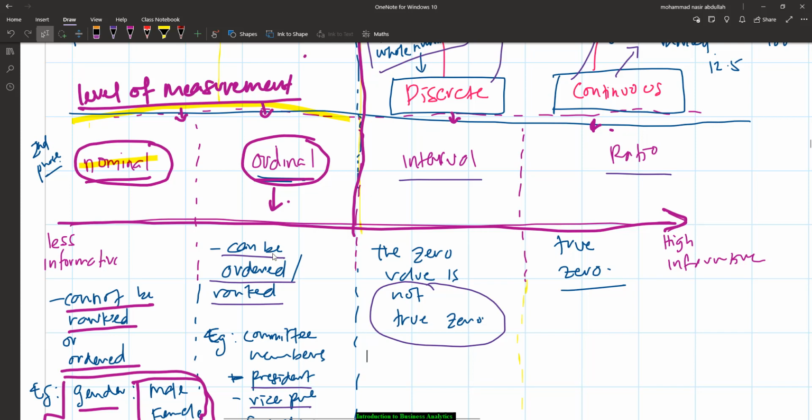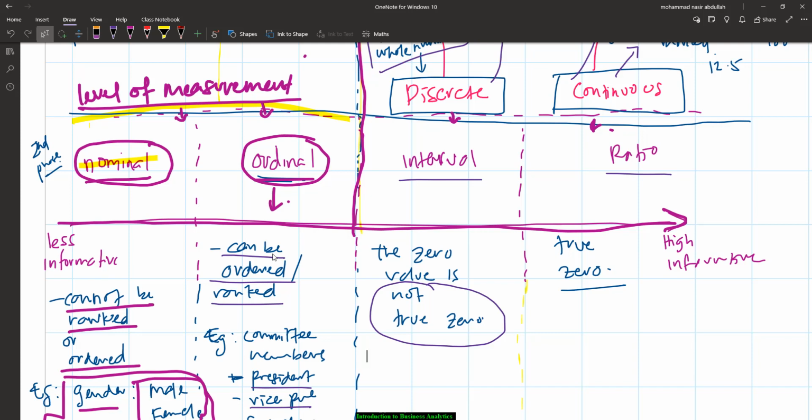It means that, for example, let's say we take temperature. Temperature, 100 Celsius means boiling temperature, right? Very hot. 0 Celsius, does it mean there is no temperature? No, right? It means freezing point. A very cold situation there. So the zero value there, 0 Celsius, is not a true zero. It has a meaning on that zero.